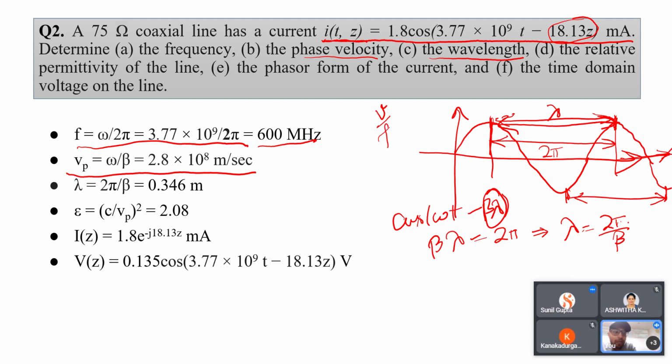So beta you have already known, which is equal to 18.13. You just have to put the value of beta here, and after that you can calculate the value of lambda.